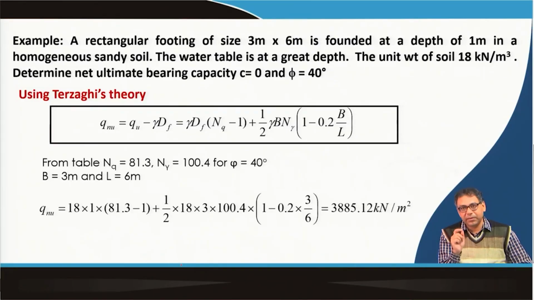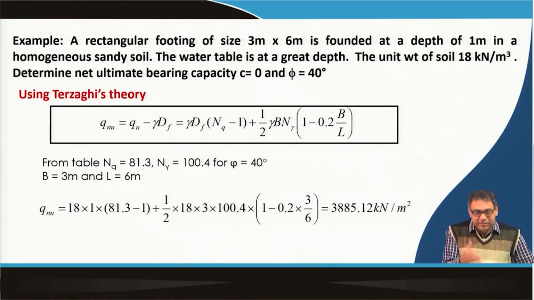But in case of c-phi soil, based on the stress strain plot, we have to judge whether there will be a local shear failure or the general shear failure. So, in the question that will be given for c-phi soil, whether it is a local shear failure or the general shear failure, based on that you have to use your equations. So, here it is a general shear failure and you are using Terzaghi's theory. That is the expression, and it is for rectangular footing.